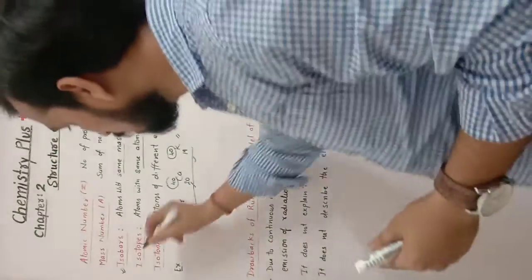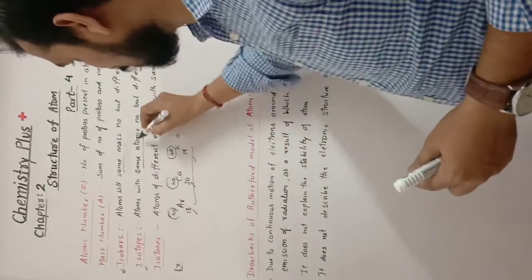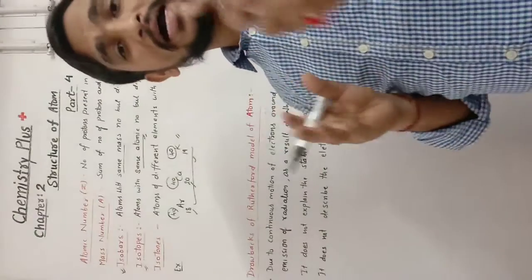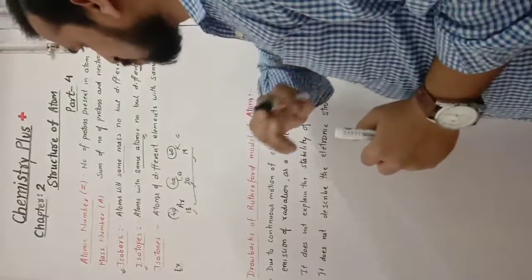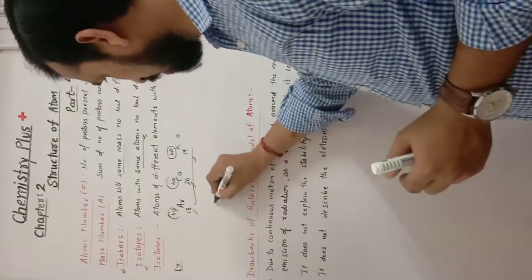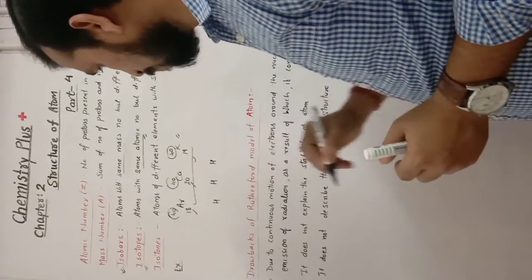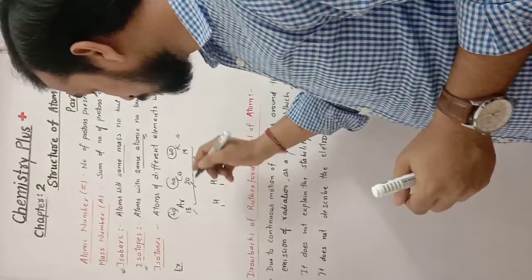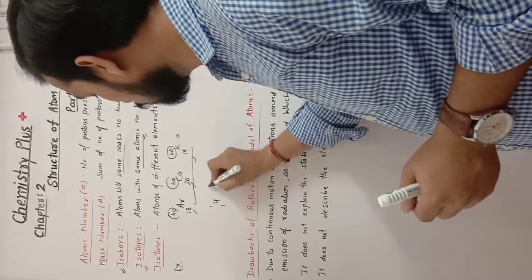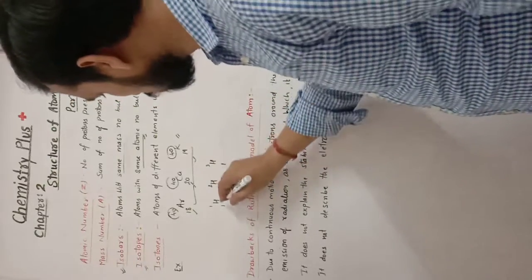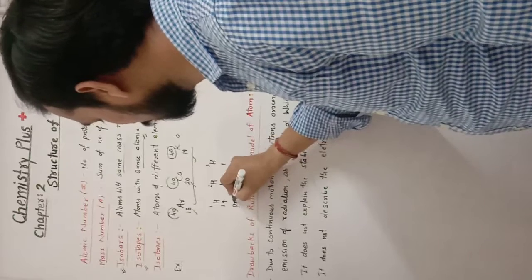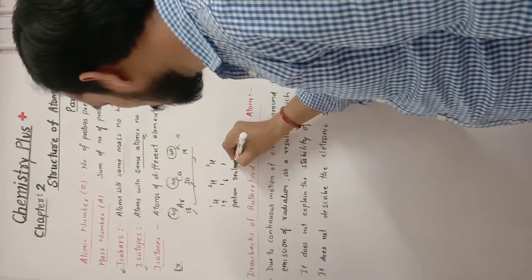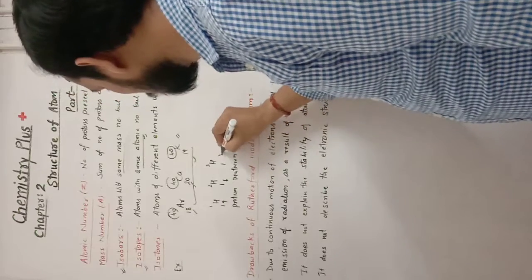The next term is isotopes. The atoms with the same atomic number but different mass numbers are termed isotopes. Taking the example of hydrogen, it has 3 isotopic forms, with the same atomic number, 1 in each, and different mass numbers, 1, 2 and 3. So these 3 are called protium, deuterium, and tritium.